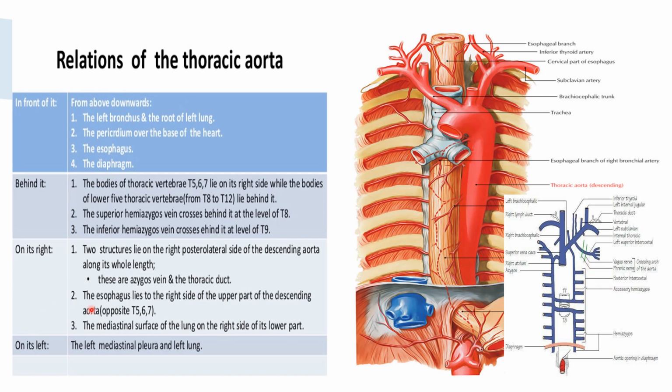The esophagus lies to the right side of the upper part of the descending thoracic aorta, that we can see here. In the upper part, it is on the right side. The mediastinal surface of the left lung is on the right side of its lower part. So on its left we have the left mediastinal pleura and the lung.